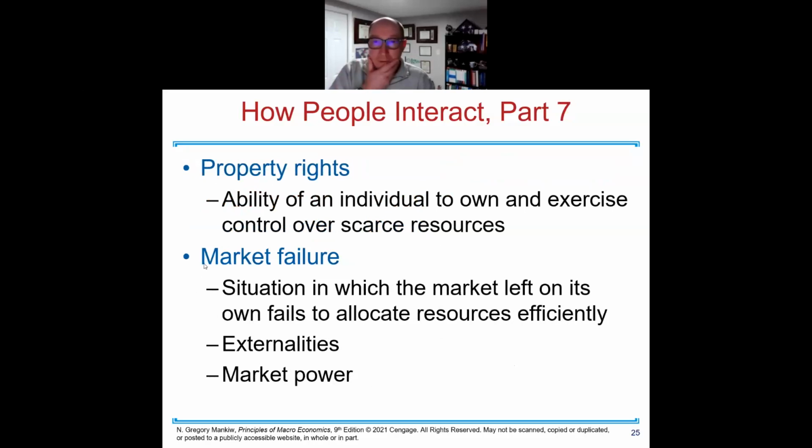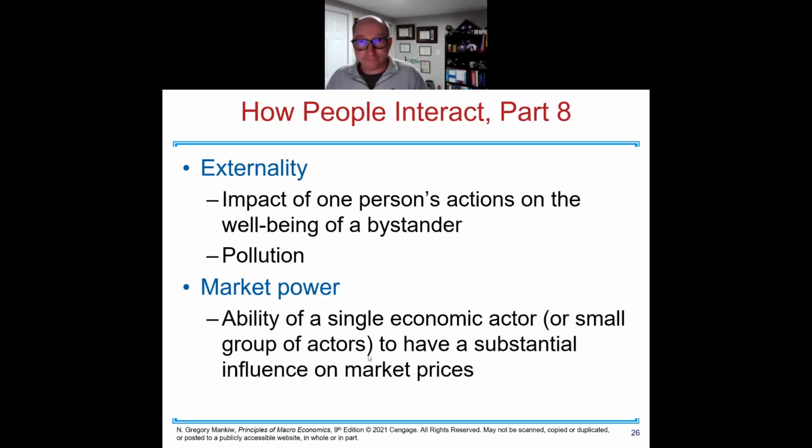Property rights is a big factor. People own property, so it's important to protect those. Market failures, we try to prevent market failures by intervening. The government will intervene. Externalities are outside implications on our economy, like pollution and other actions by other people outside the economy.